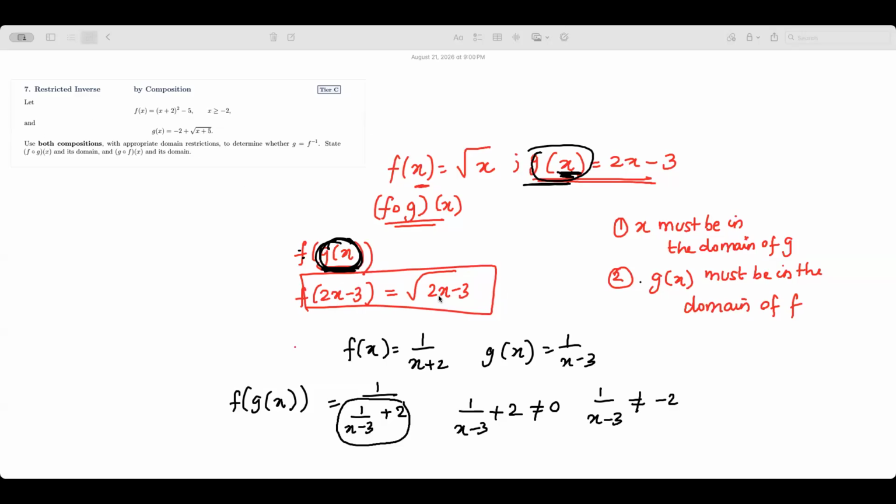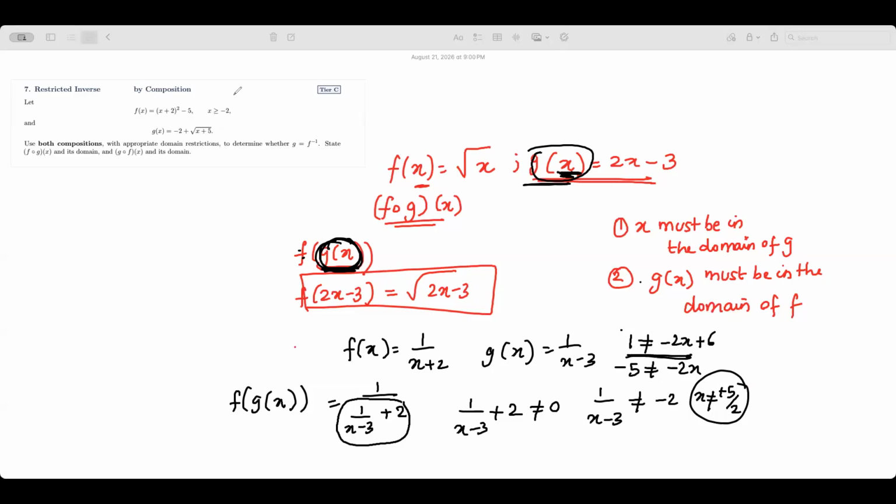So how to evaluate this? What is the restriction you'll come up with? So how will we deal with this? I will write it down here. 1 cannot be equal to minus 2x plus 6. Correct? So x cannot be equal to 5 by 2. Make sense? How did you do that?